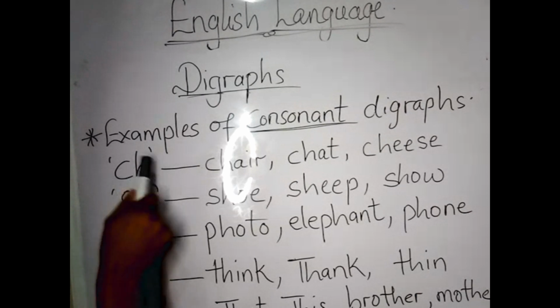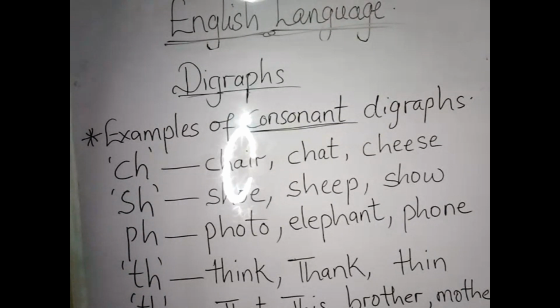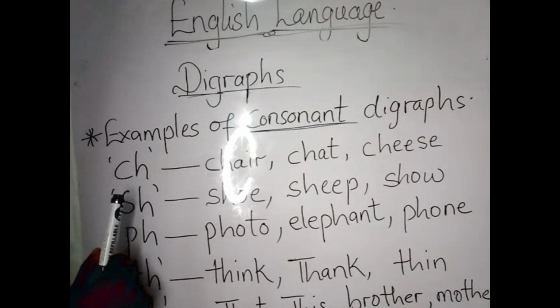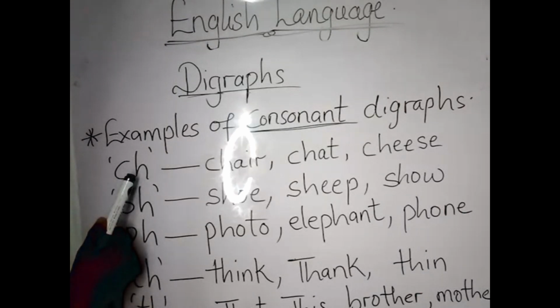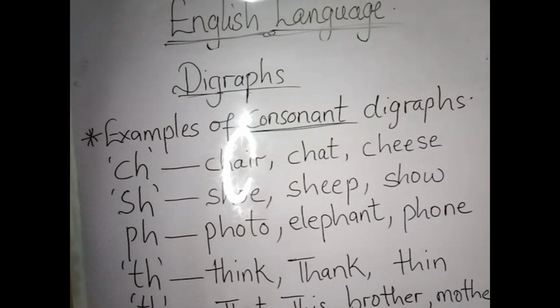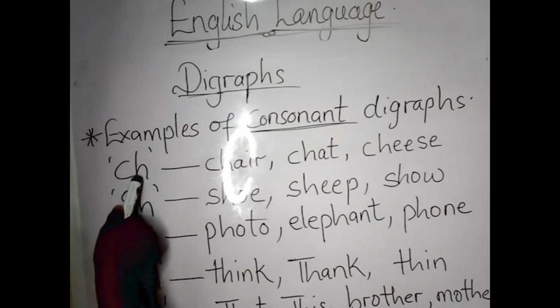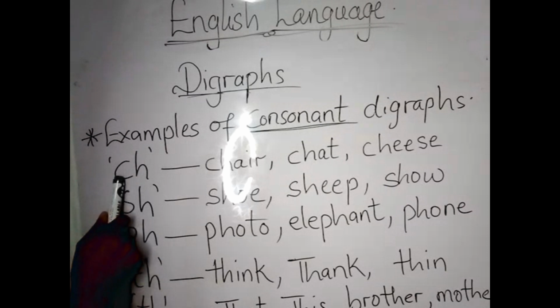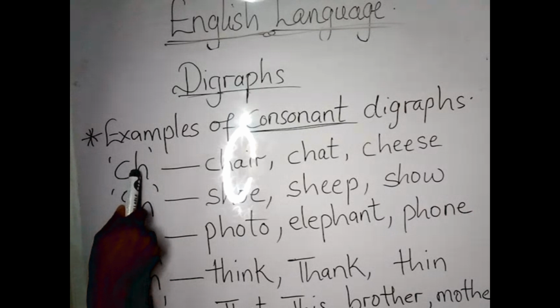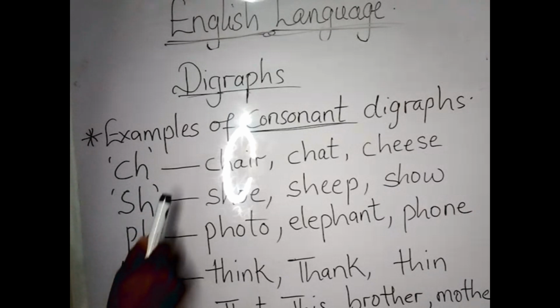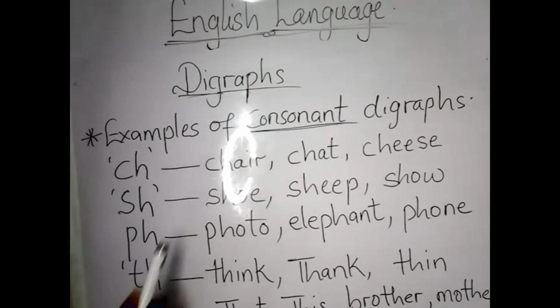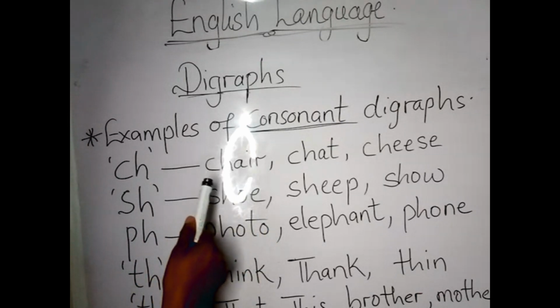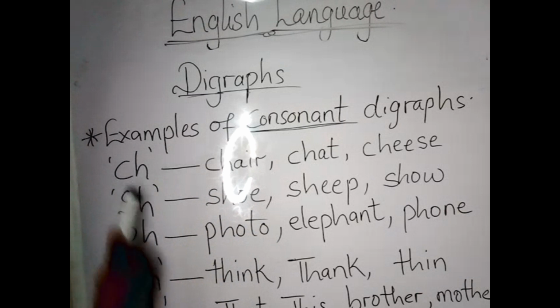CH, a combination of CH. Remember, ordinarily, the letter C has the sound K. That's the sound it makes. And letter H makes the sound as if you're breathing. Okay? But when these two letters combine, a new sound is formed. A totally new sound is formed where you don't hear the sound K or the sound H. Now, the sound that is formed is ch, ch, ch, as in chair. You can see that ch does not have k or h in it.